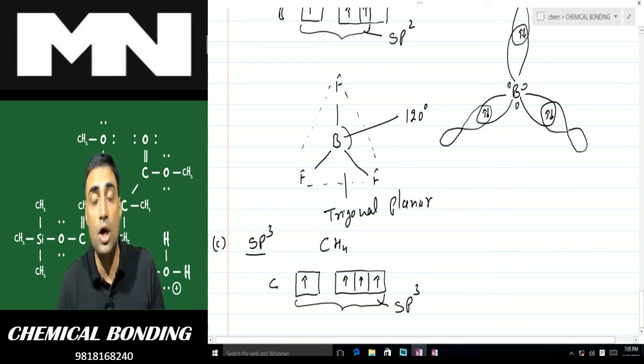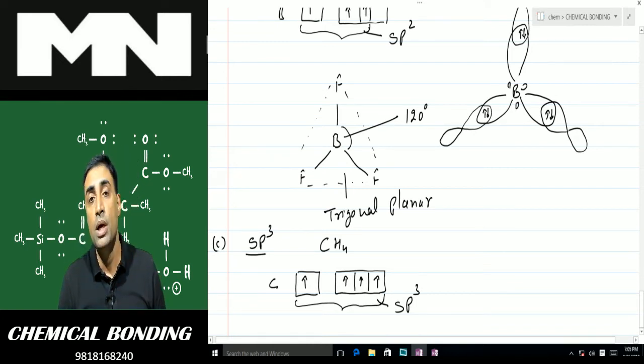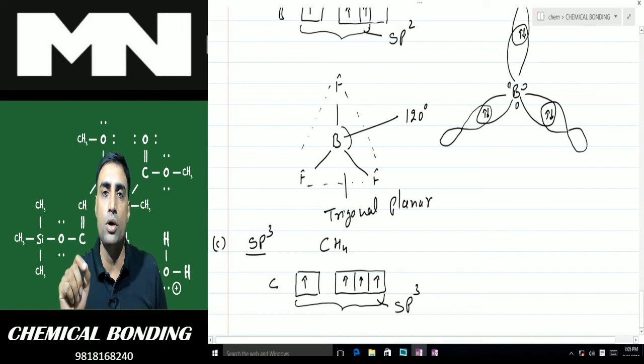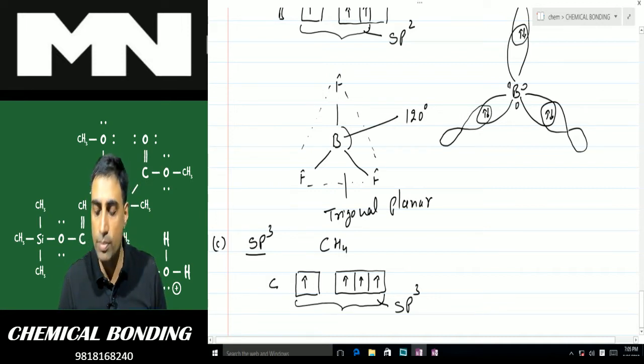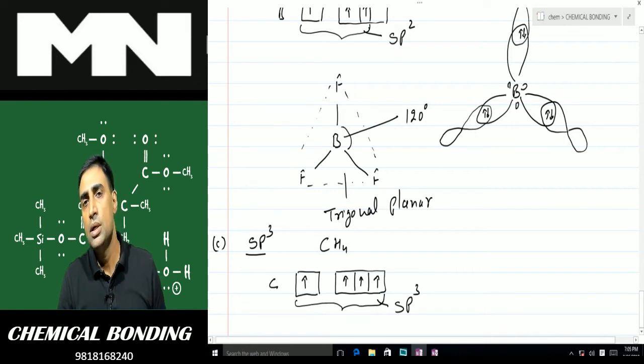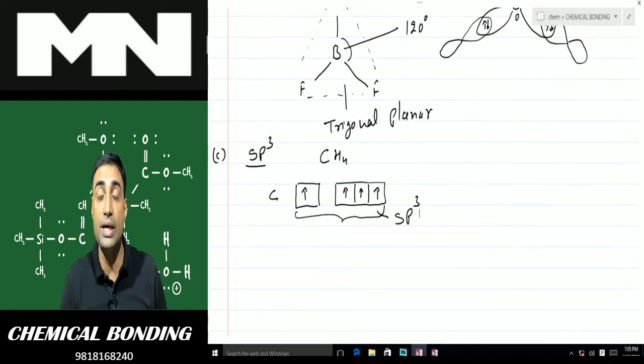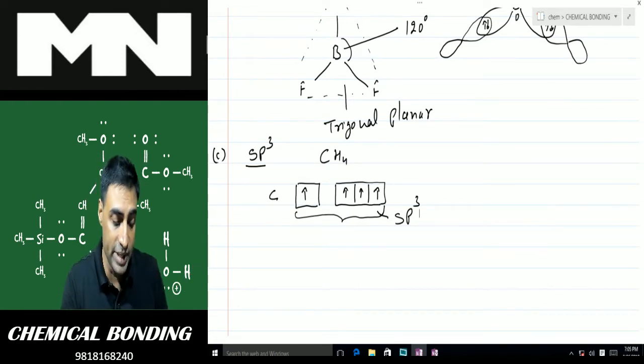Dear students, how many orbitals are undergoing hybridization? 4. 1 of S and 3 of P. I taught you that the number of hybrid orbitals is always equal to the number of orbitals undergoing hybridization. So if 4 orbitals are undergoing hybridization, the resultant orbitals will be 4. Now the question comes to our mind, how will these 4 orbitals be arranged three-dimensionally?